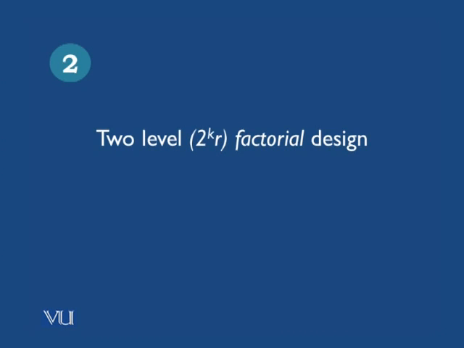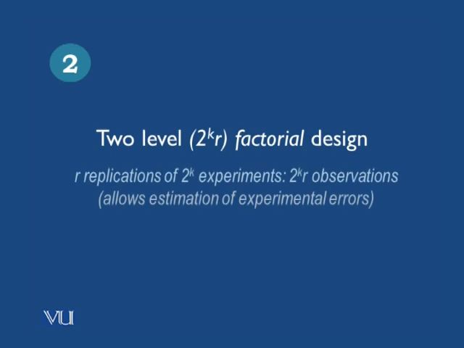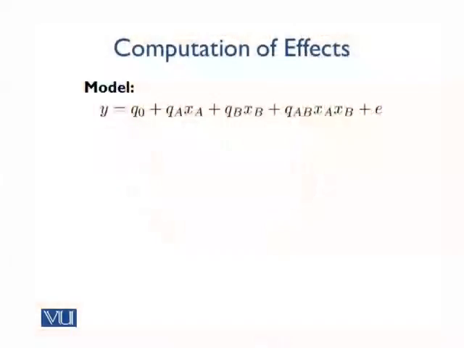So let us now study the cases in which you have R number of replications, you have 2 levels, and you have K number of factors. Such designs are called 2 raised to K into R designs, because the number of experiments that we need to perform is 2 raised to K into R. You have R number of experiments for each one of the 2 raised to K combinations. So let us see for this design how to compute the effects.